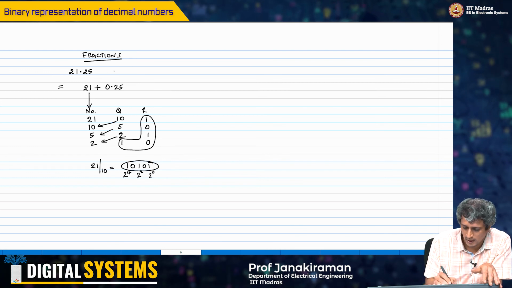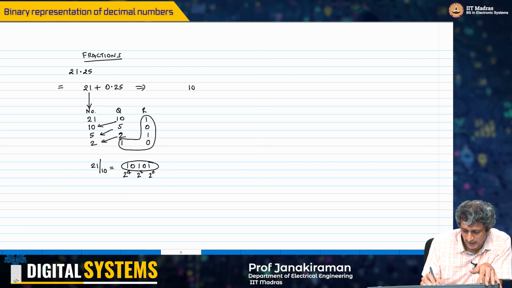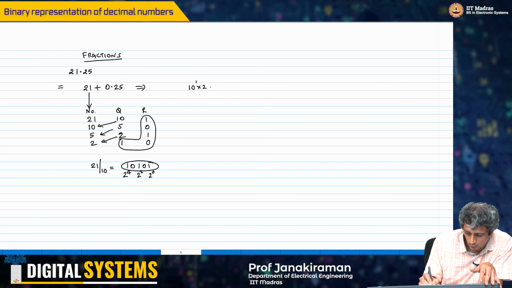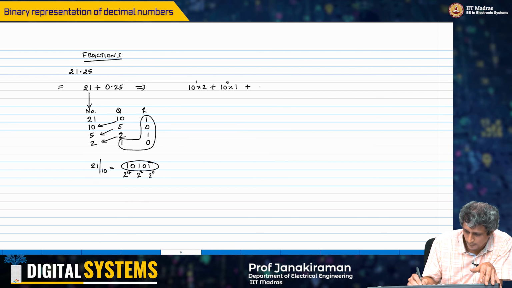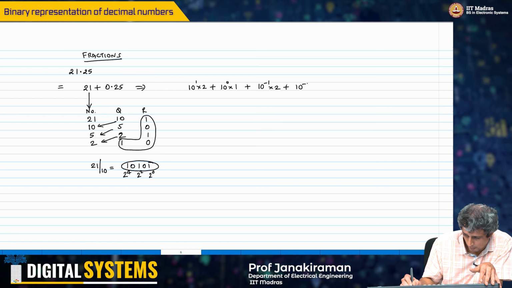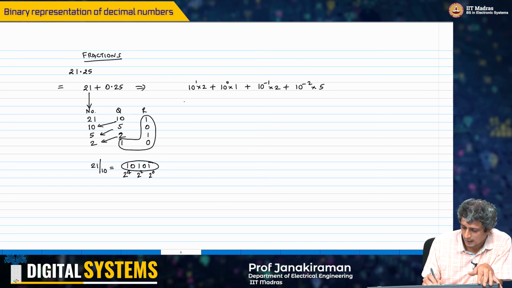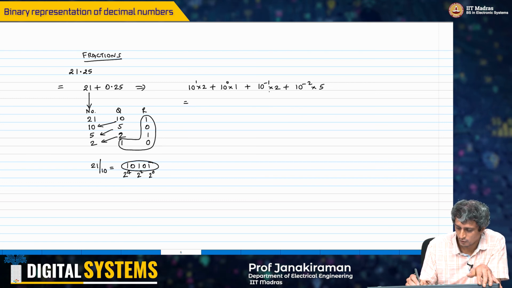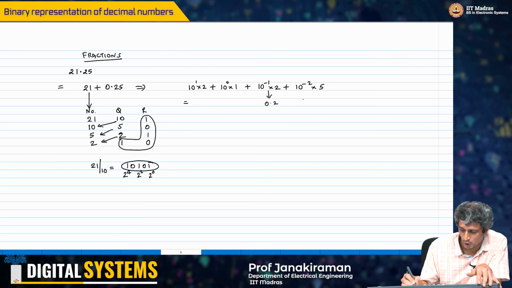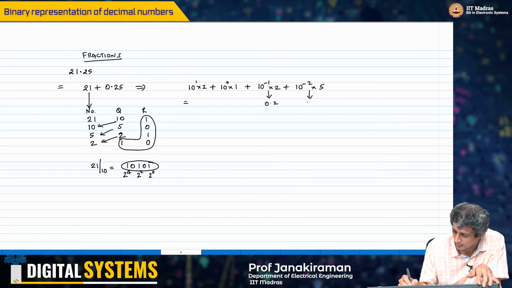And just like you do in fractions in the decimal number system, what does this actually mean? It is 10 power 1 into 2, plus 10 power 0 into 1, plus 10 power minus 1 into 2, plus 10 power minus 2 into 5. You add all of this, and this is 0.2 and this is 0.05.